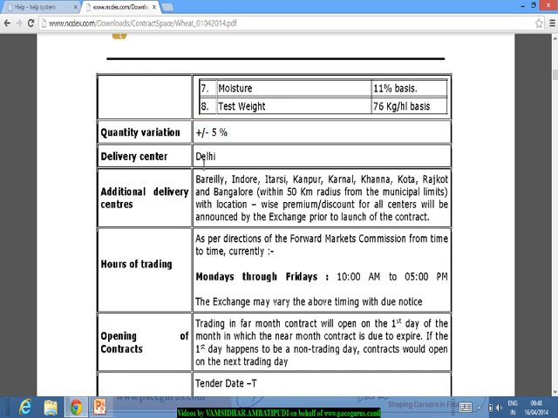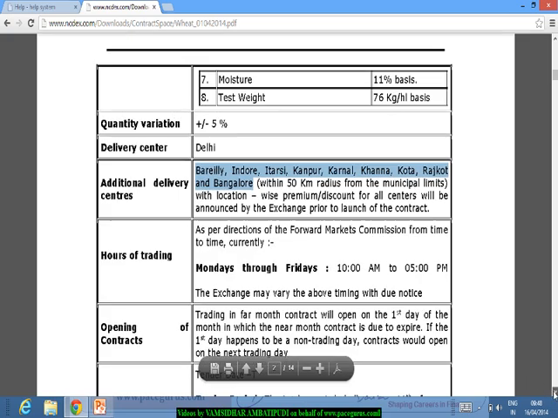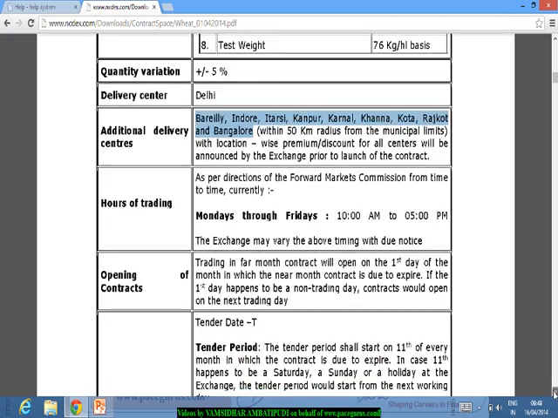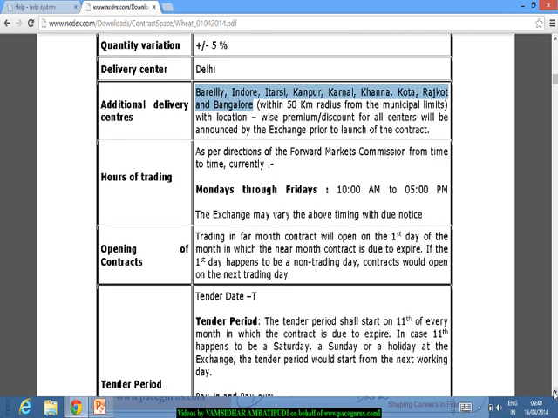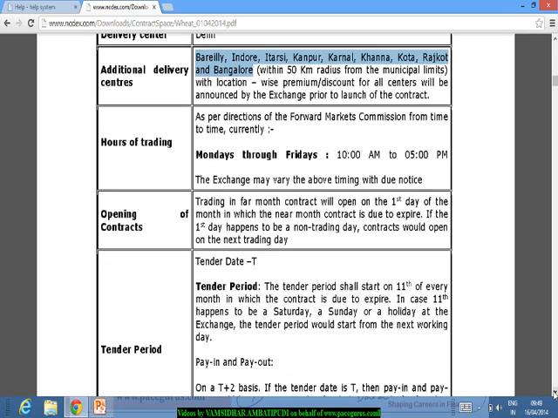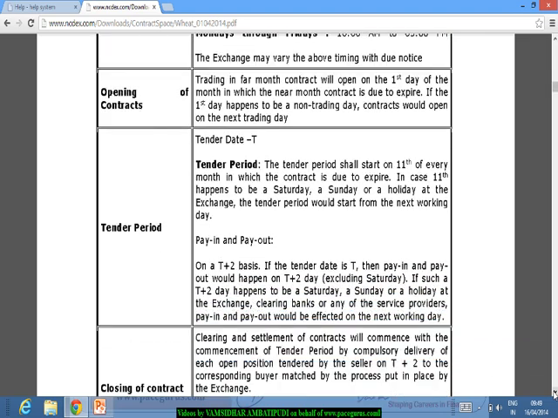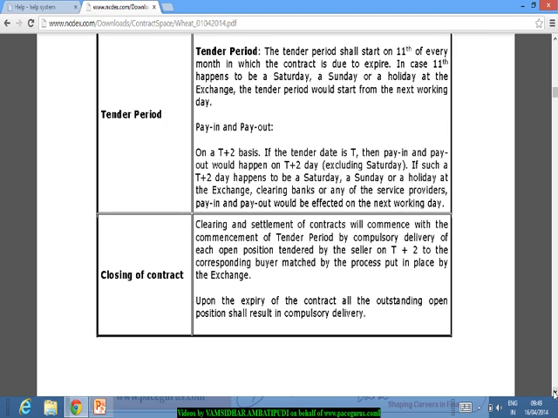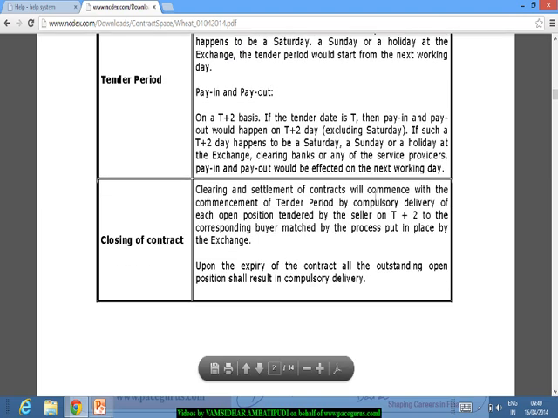The delivery location in case of physical delivery, this is the prime delivery center. Along with that, there are many other delivery centers within a 50 kilometer radius. And this is talking about the hours of trading, Monday to Friday 10 a.m. to 5 p.m. This is what the exchange specifies as the trading period. And here we are talking about opening of the contract, the tendering period, the closing of the contract, clearing and settlement of the contract, which will commence with the commencement of the tendering period.